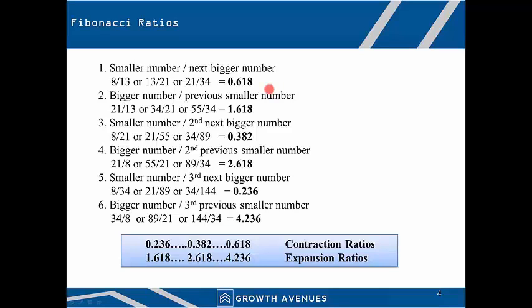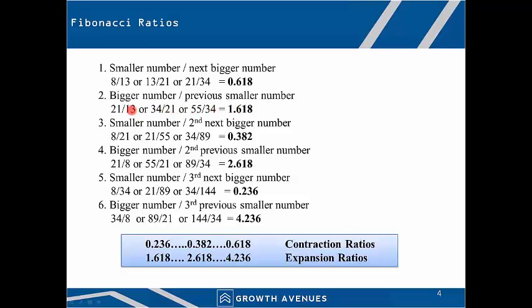Okay, ratio number 2 is the reverse of this. So I am going to do a bigger number divided by a previous smaller number. So it's the exact inverse of this. So I do 34 by 21, or I do 21 by 13, or I do 13 by 8, or I do 55 by 34. So bigger number divided by smaller number, very clearly the ratio has to be greater than 1 because all these numbers are bigger than the divisor, right?